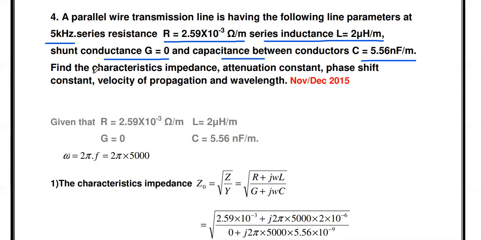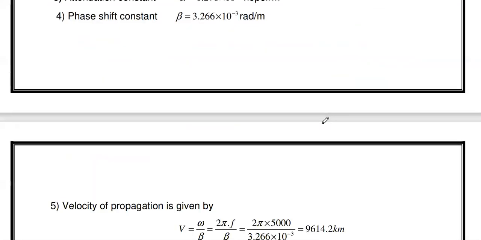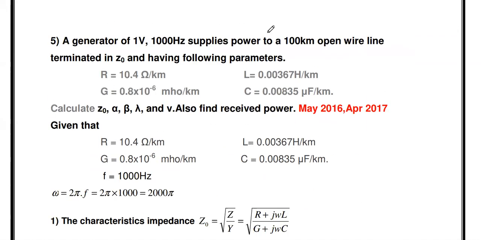The question is to find the characteristic impedance, attenuation constant alpha, phase shift constant beta, velocity of propagation V, and wavelength lambda. It's a November 2015 question. Similar to this, there is the next problem with different RLGC values. Similar to the previous problem, here RLGC is given but with different data. For the data, you calculate the characteristic impedance, alpha, beta, lambda, and V.